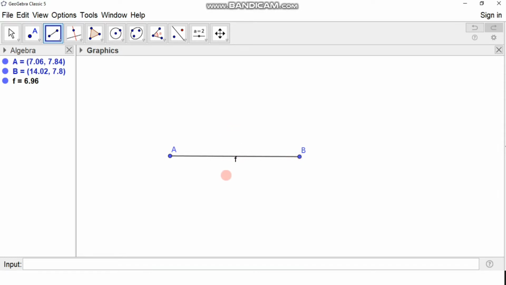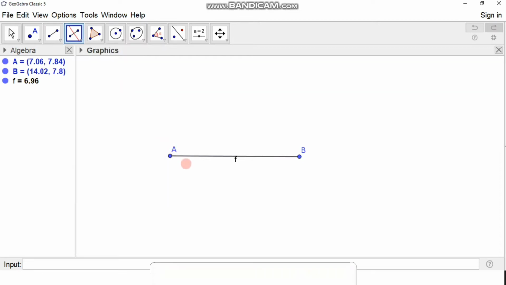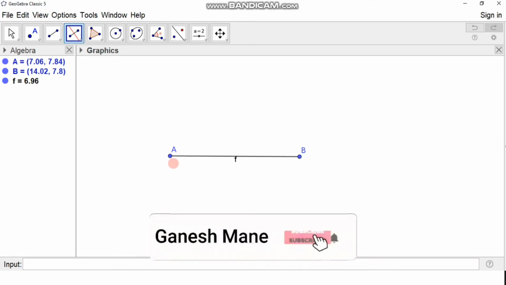Now we can draw its perpendicular bisector by using one icon here. In this icon, various sub icons are there like perpendicular line, perpendicular bisector. We need here the perpendicular bisector of segment. So from these sub icons, we'll select the perpendicular bisector icon. Click on that. Then we have to draw a perpendicular bisector of segment AB.